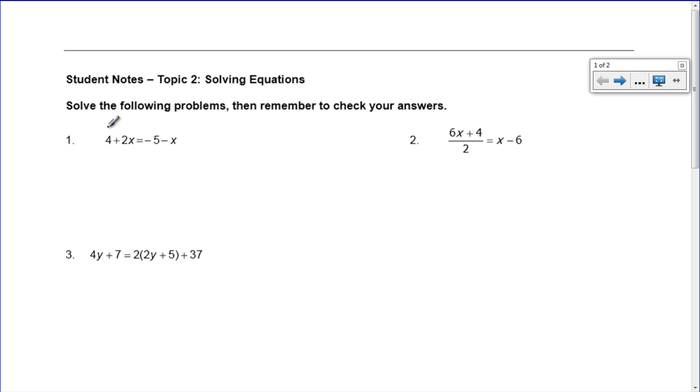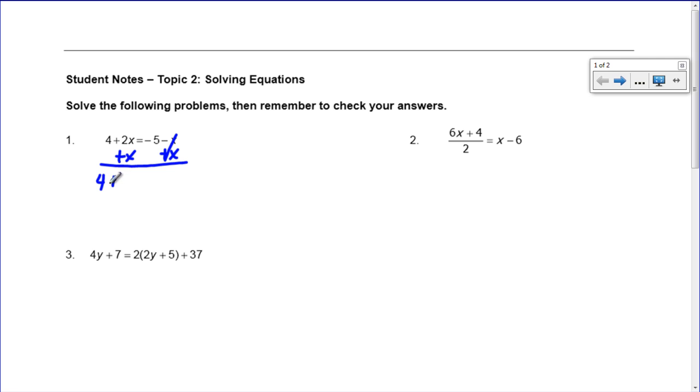So this first one, I have 4 plus 2x equals negative 5 minus x. Now, I've got variables on both sides. The goal is to get all of the variables on one side so that then you can get it all by itself so that you can find out what it equals. I like to always move the smallest variable that I can see so that I can hopefully keep things positive if possible. So this negative x is smaller than this positive 2x. So I'm going to add x to this side and add x to this side so that I can get them all on the same side.